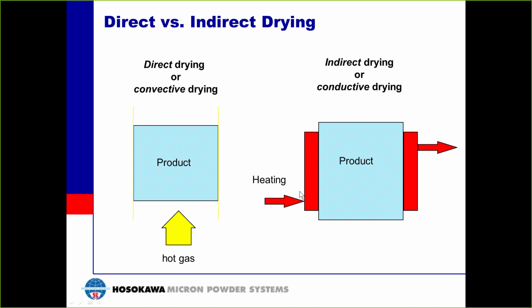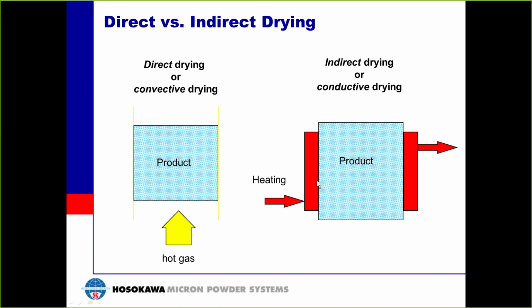The other way you can do it is indirect drying, which we also call conductive drying. For indirect drying, you've got a heating jacket, and this heating jacket is going to have the heating media flowing through it. And your product is going to be in some sort of vessel or some sort of enclosed container. That jacket is going to allow the heating media to transfer the energy through the wall of the vessel into the product. So you never have your heating media in direct contact with your product.